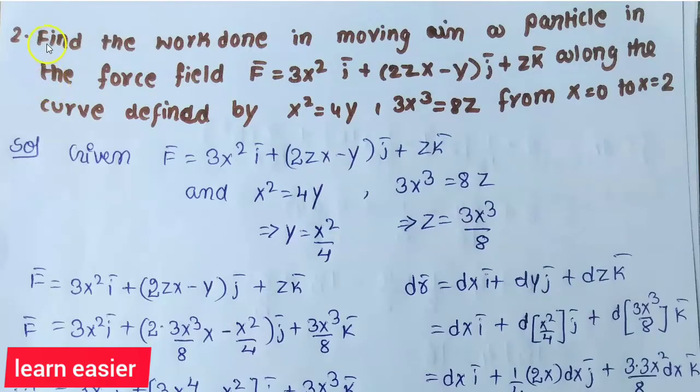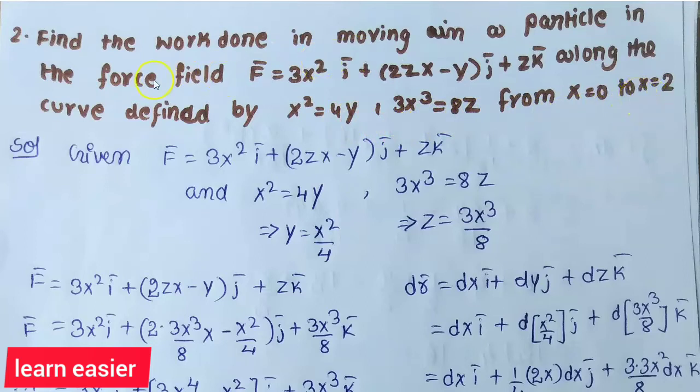Let's start the second problem. Here is the second problem. Find the work done in moving a particle in the force field F bar equal to 3x square i bar plus (2zx minus y) j bar plus z k bar along the curve defined by x square equal to 4y and 3x cube equal to 8z from x equal to 0 to x equal to 2.